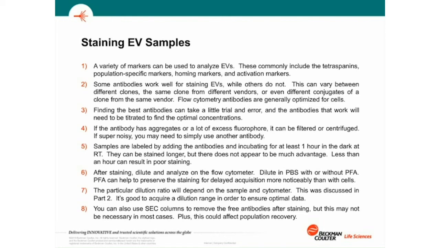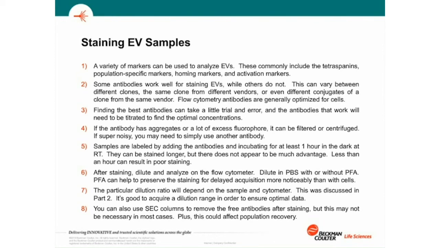The particular dilution ratio for your sample was discussed in part 2, but it's good to acquire a dilution range. So every time you run the samples, run 1 to 500, 1 to 1,000, 1 to 2,000. If it turns out that your 1 to 1,000 sample is much too concentrated, you have backup data to ensure optimal results.